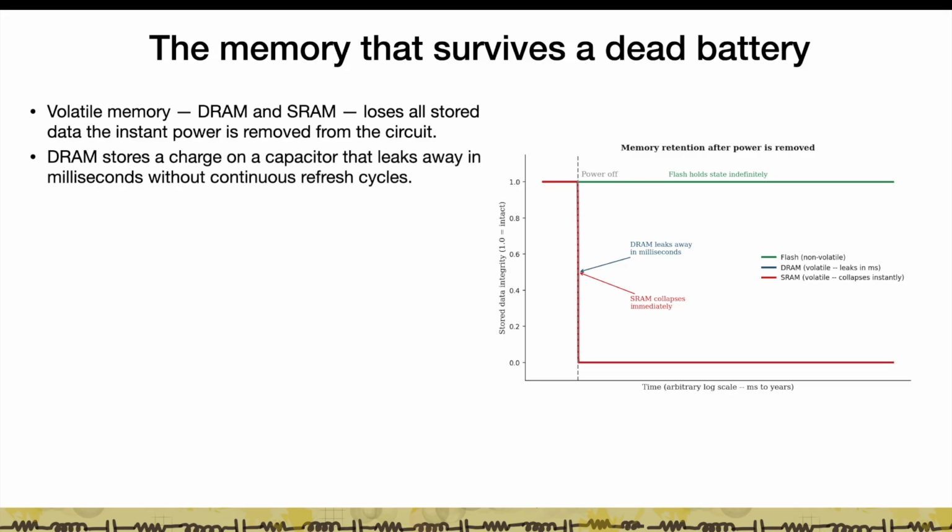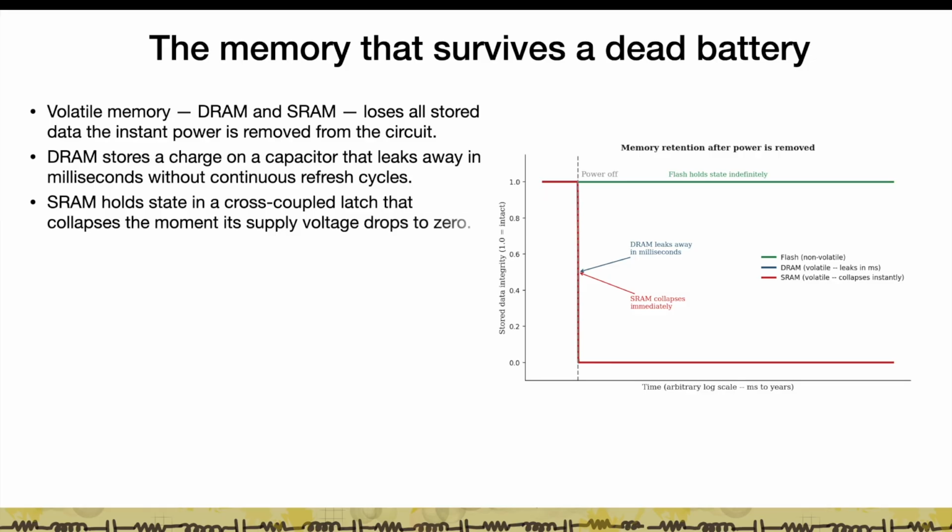Memory requires storing a distinction between two states. Maintaining that distinction without continuously refreshing it requires fighting against thermal equilibrium. And thermal equilibrium, given enough time, erases distinctions.